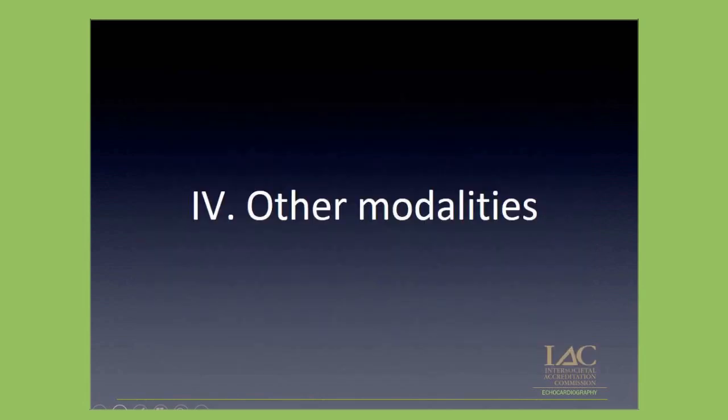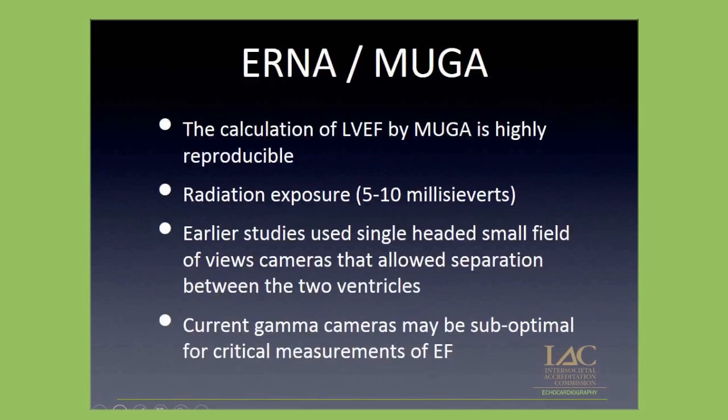So in the fourth part of the document, we acknowledge the role of the other modalities. There are two modalities that should be discussed here. One is the MUGA, the nuclear medicine one, and the other one is MRI. So what is the problem with MUGA? The problem is radiation exposure.